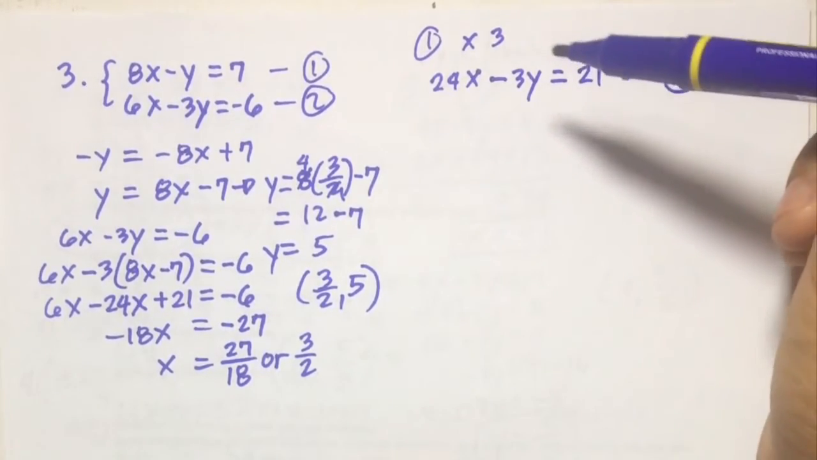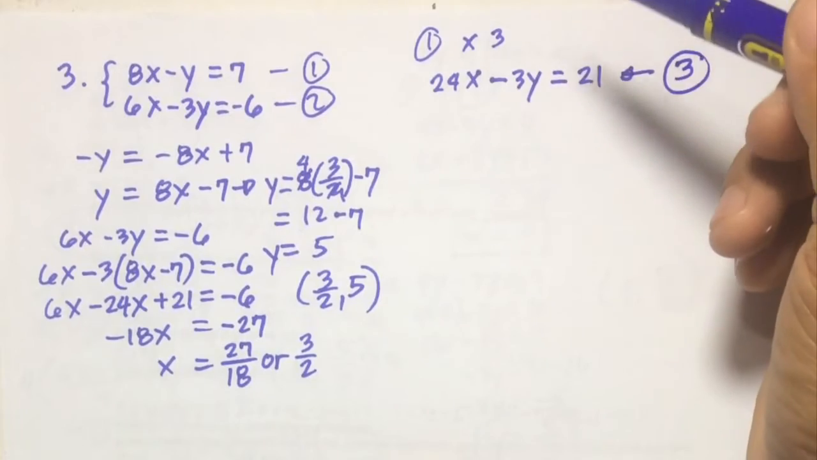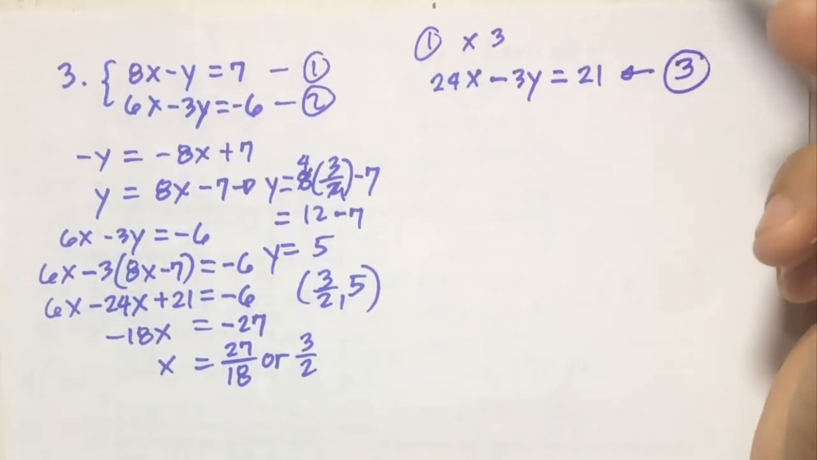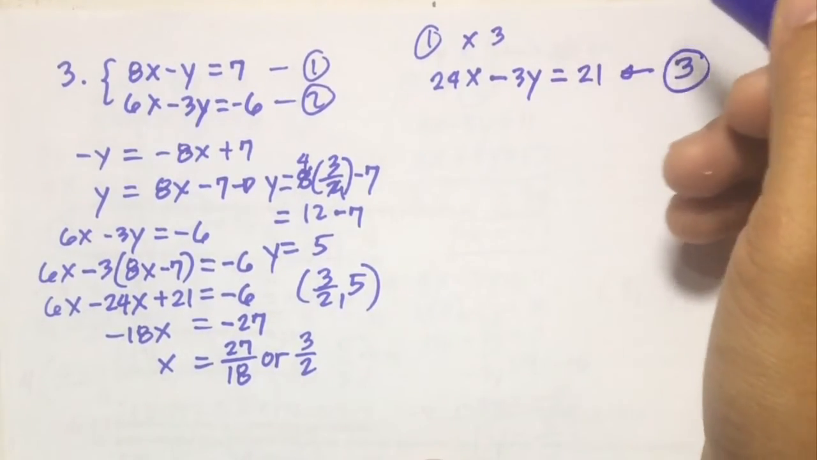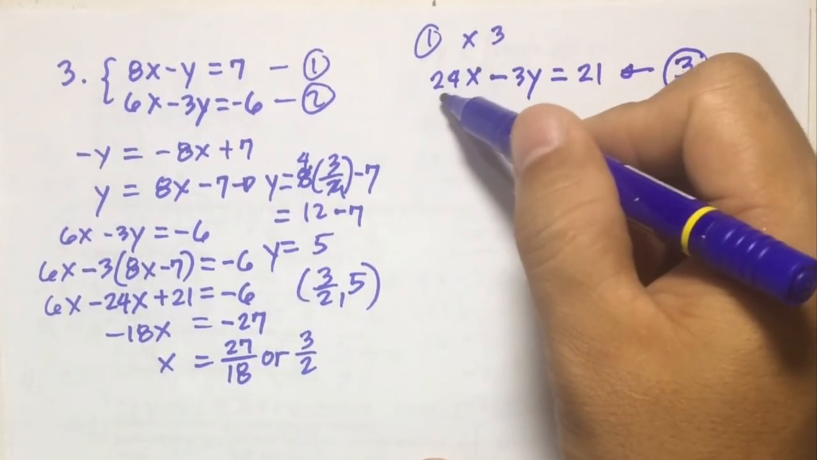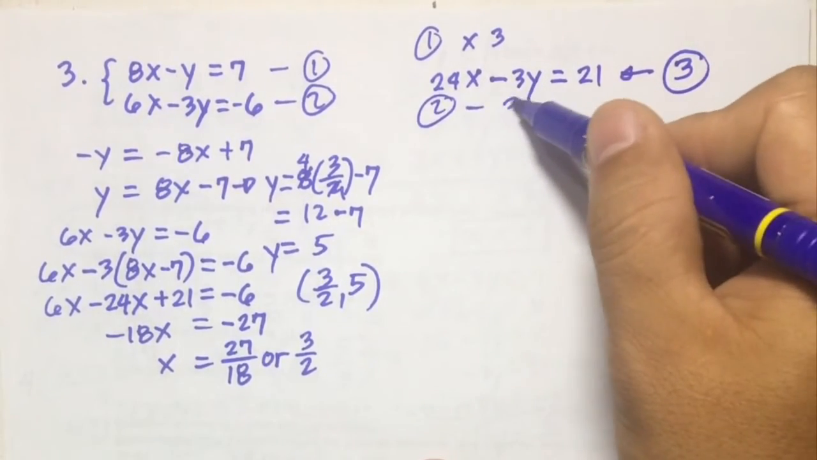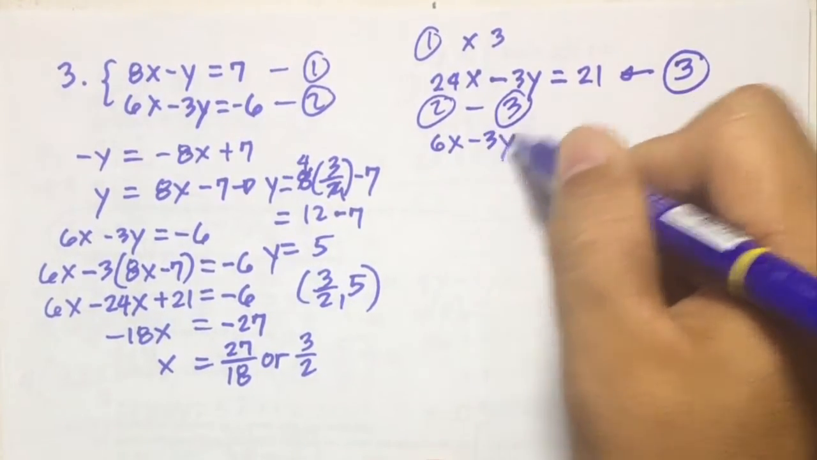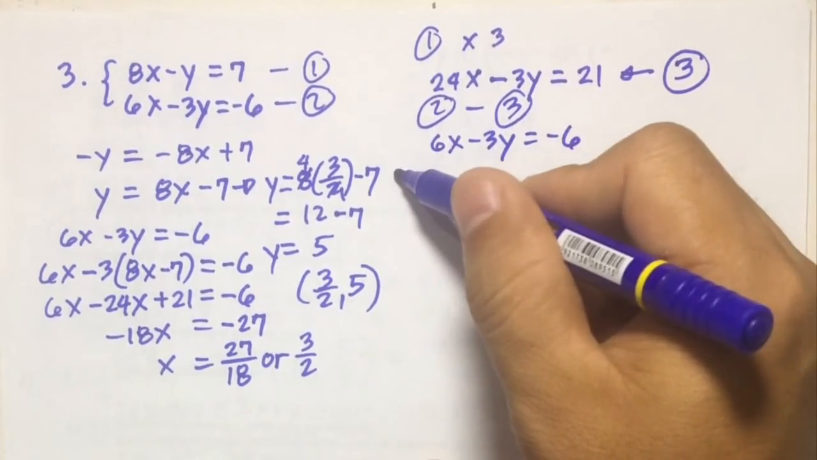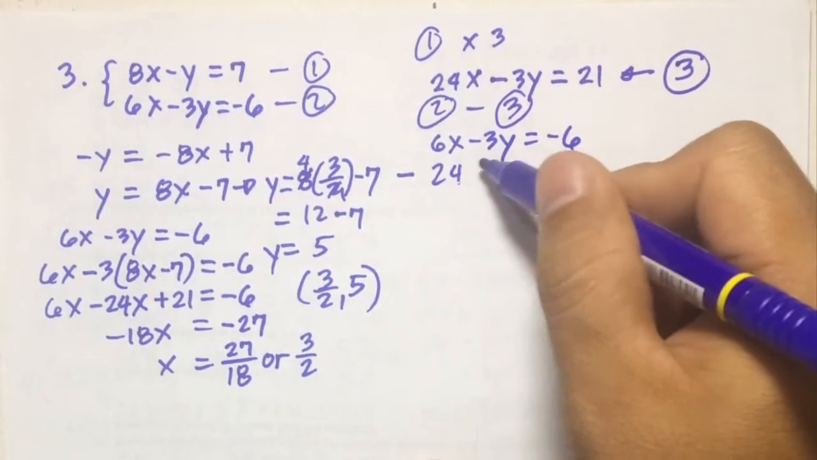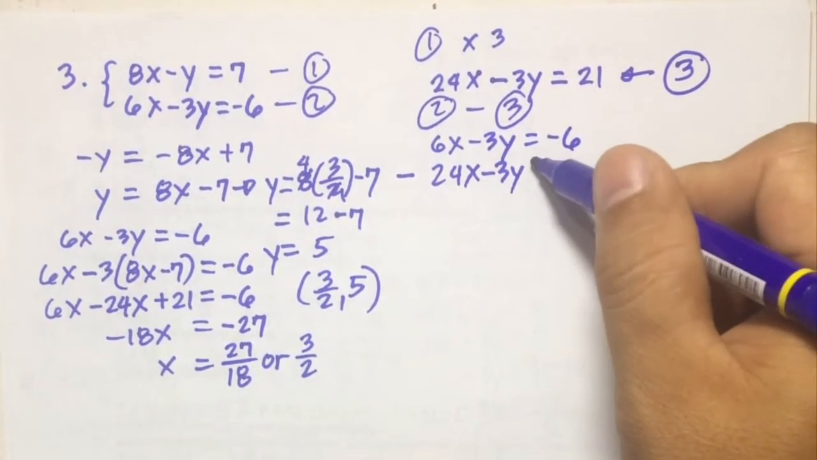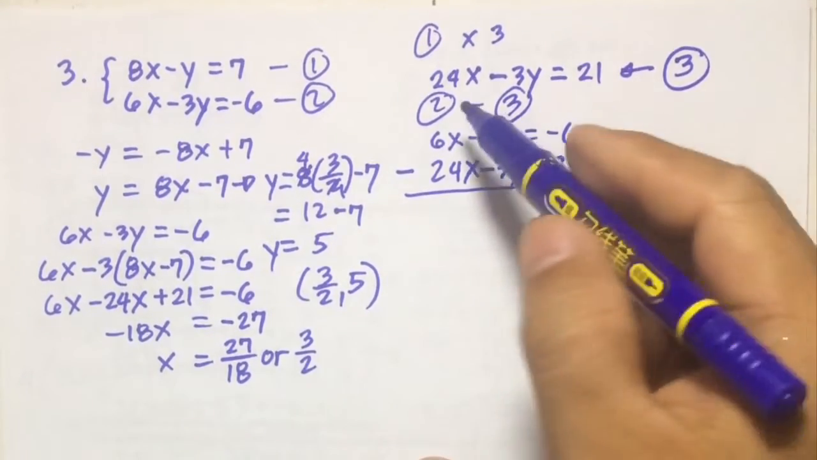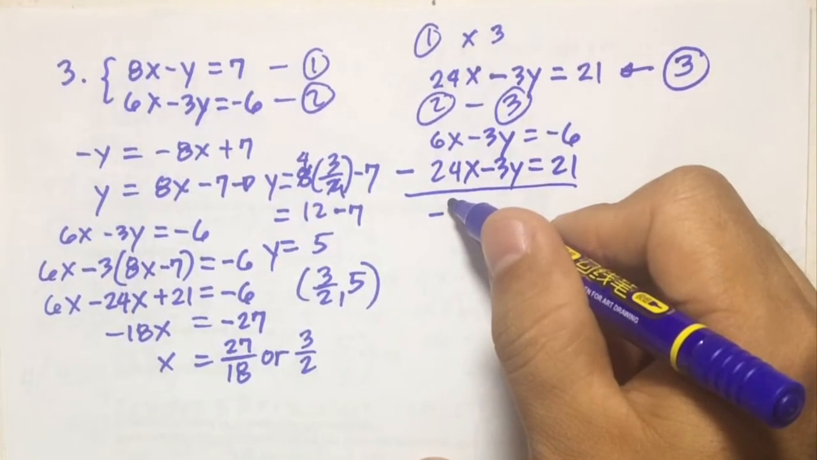Now, to eliminate y, we can just subtract the two equations, and because negative 3y minus negative 3y is 0, the y variable can be eliminated. So we're going to subtract equation 2 and equation 3. Doing that, we're going to have 6x minus 3y equals negative 6 minus 24x minus 3y equals 21. So 6x minus 24x, the result here will be negative 18x.